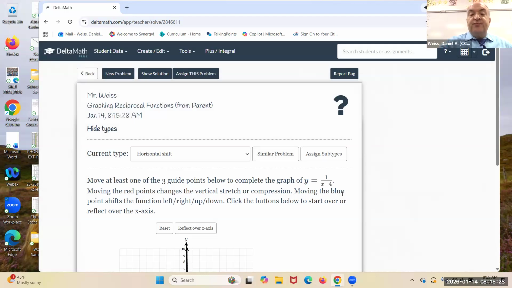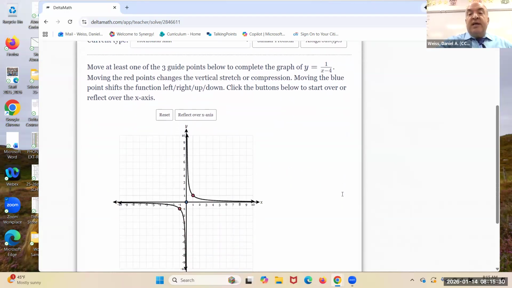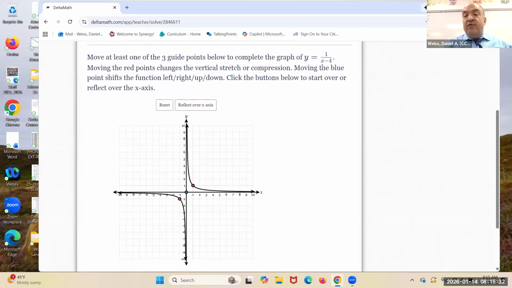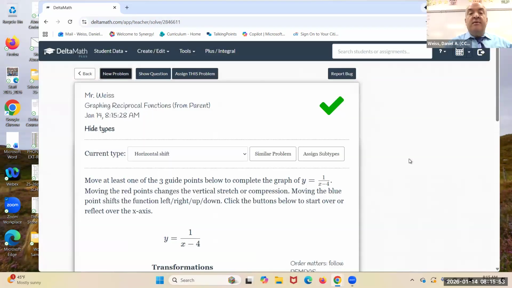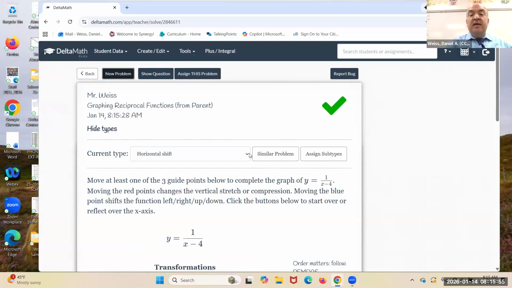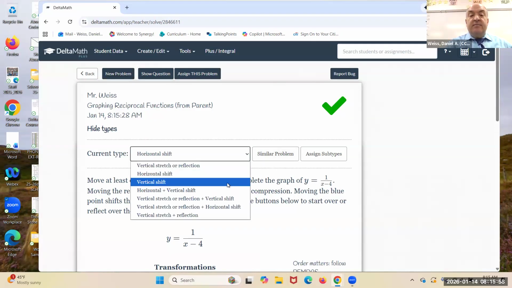How about this one? x minus 4. What number would I put in for x in order to get 0 on the bottom? +4, right? So I'm going to move this guy over to +4. Okay. And once again, if I put in 5, 5 minus 4 is 1. 1 divided by 1 is 1. So that point is good as well. Okay. Submit. Okay. Next.